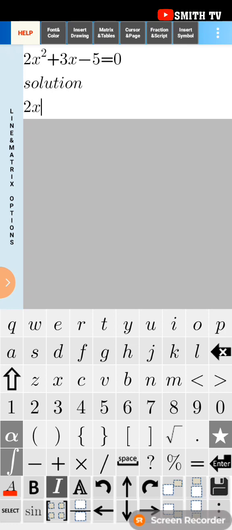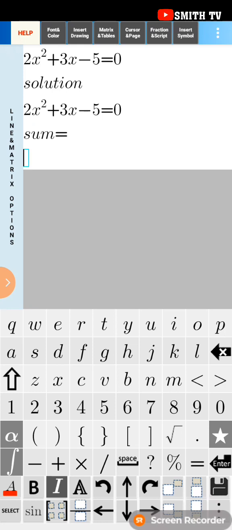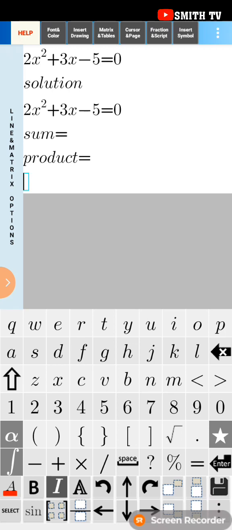2x squared plus 3x minus 5 equals 0. How do you factorize this? There are three key points you have to take note of. The first one is sum, the next one is product, and the third one is factors. Take note of these three key points: sum, product, and factors.